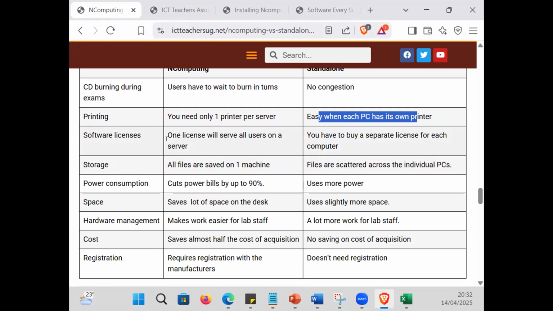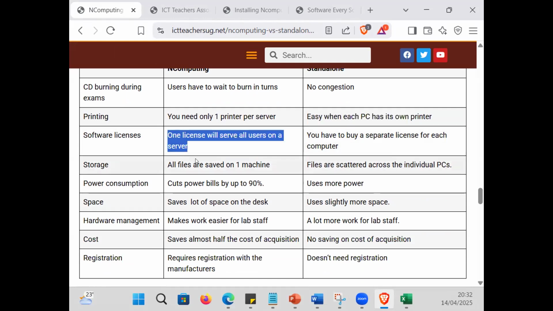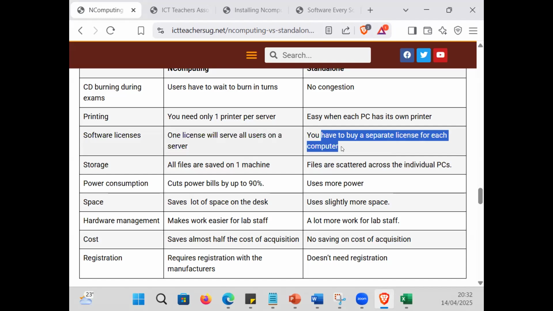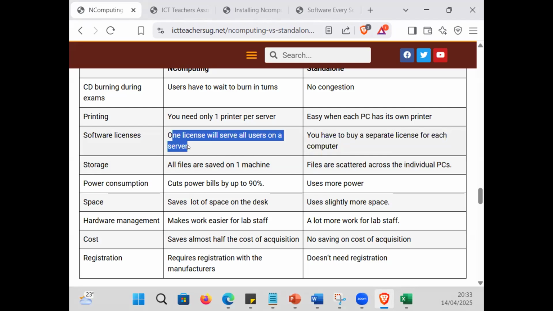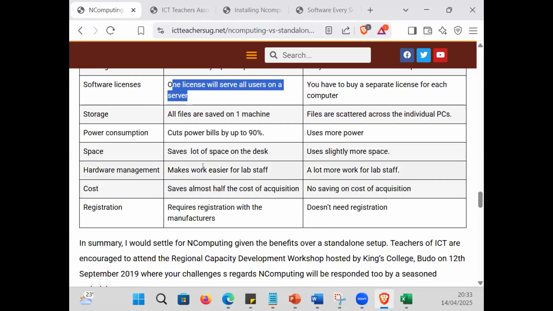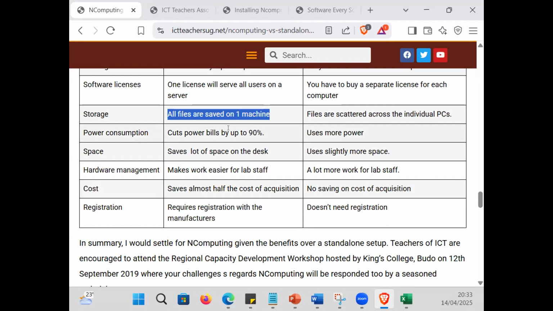Then software licenses. Here, once you install maybe Colibri or Britannica or any other software, all users have access, but on standalones you have to install on each computer, and if it requires a license, maybe antivirus, you have to install on each computer. Here you install antivirus once, and all users are protected. Then storage: here all learners access the same hard disk, local disk D. Every learner has their own desktop, but they can work on the same hard disk. But on standalones, all have their own hard disks.